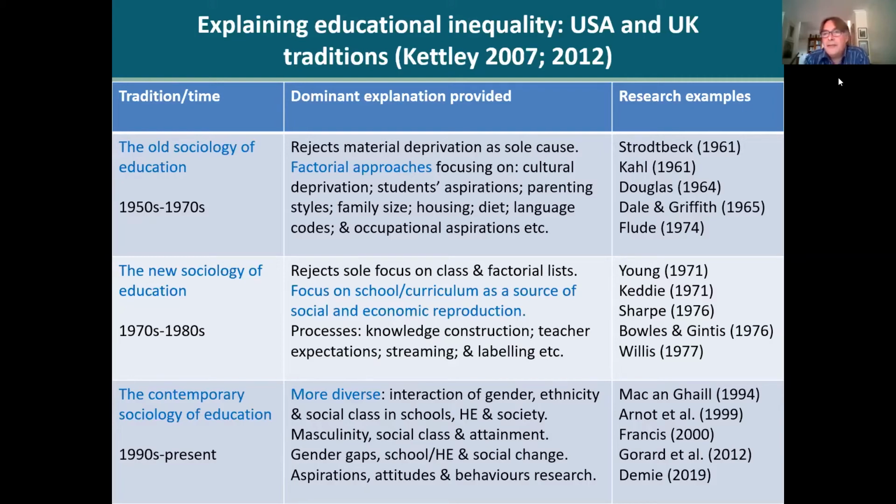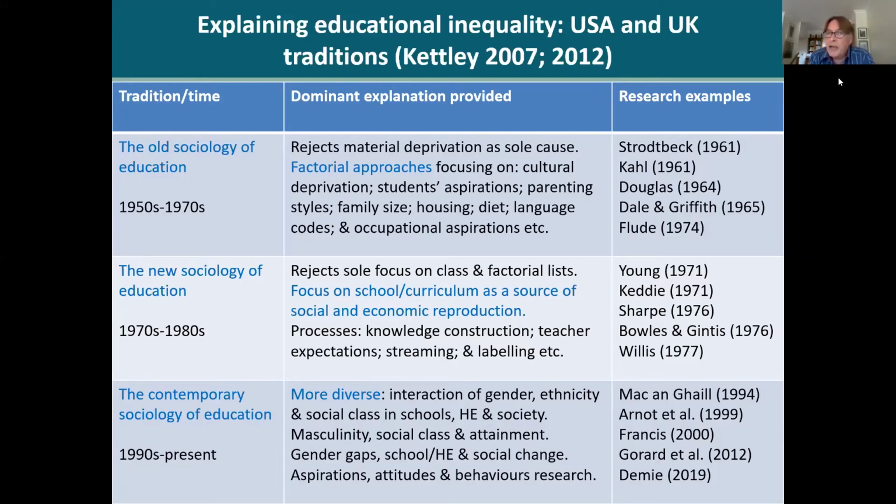And I call these factorial approaches because they tended to generate list-like explanations. They tended to be a shopping list of all those factors that could negatively influence the performance of the working class. And obviously, the opposites would positively influence the achievement of the middle class. In this approach, we had things like cultural deprivation, deprivation of values, deprivation of commitment to hard work, a lack of ability to defer gratification.